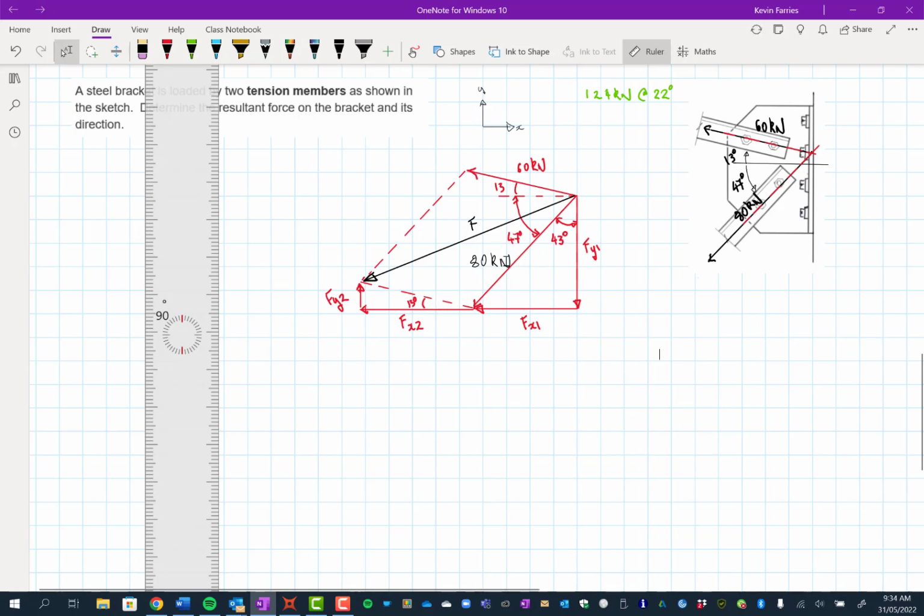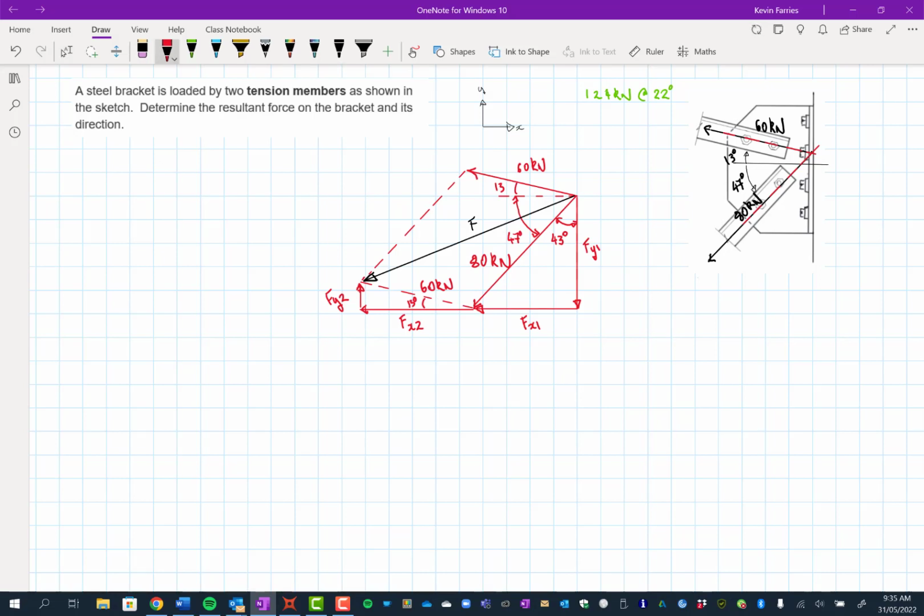We've got a length on this side. That was 80 kilonewtons. I've turned it black at some point. We don't have a length on this side yet, but we know it's basically this vector moved nose to tail. And so that must also be 60 kilonewtons. The length of that line must represent a magnitude of 60 kilonewtons. So let's start working through these now.